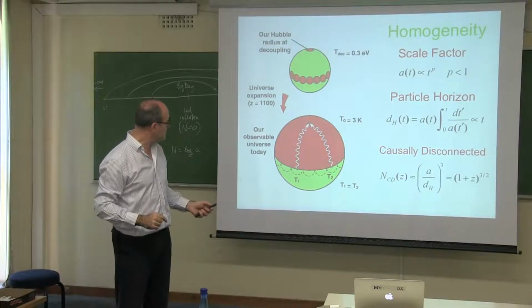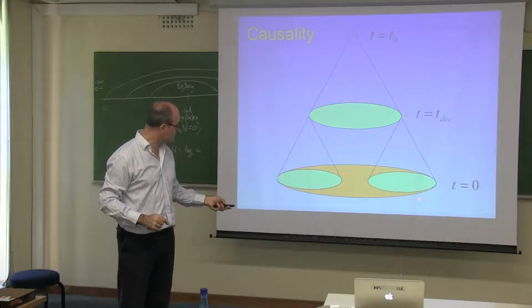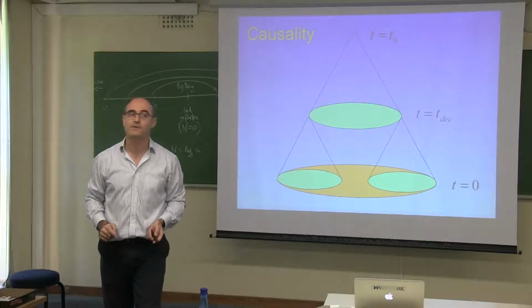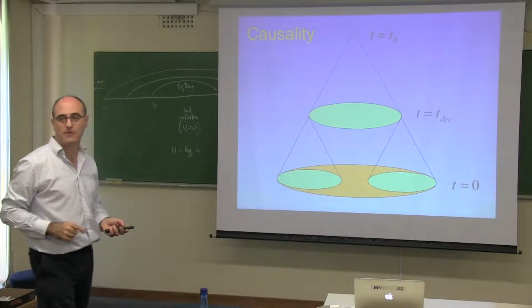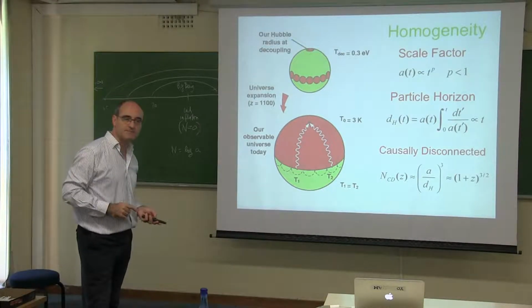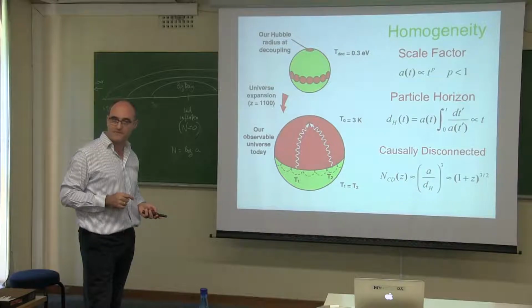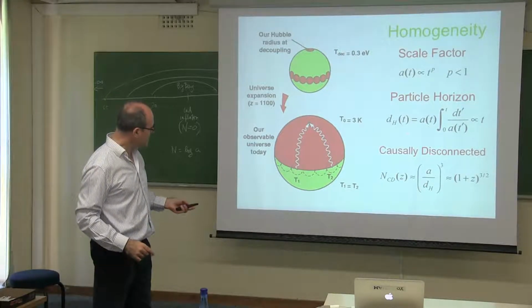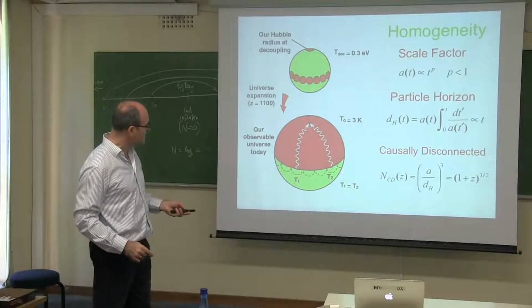Let me go back to the previous. They were not in causal contact. Right? These two regions did not know each other. They were passed, not crossed. So how come all these regions have exactly the same temperature to within 1 part in 10 to the 5, where fluctuations are observed?